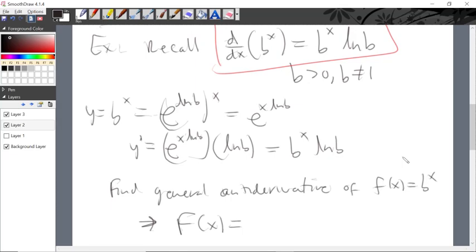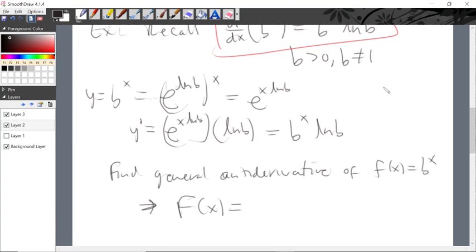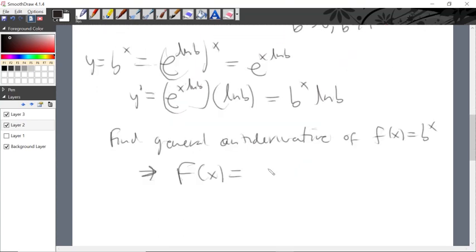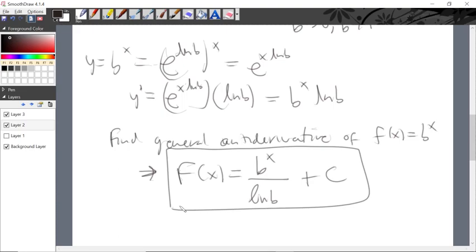Well, if the derivative of b to the x is done by taking b to the x itself times a constant, where that constant is natural log of b, then the antiderivative is going to be b to the x, where we divide by the constant natural log of b. Because dividing by a constant would be the opposite of multiplying by a constant. And then we would put a plus c, an arbitrary constant c.